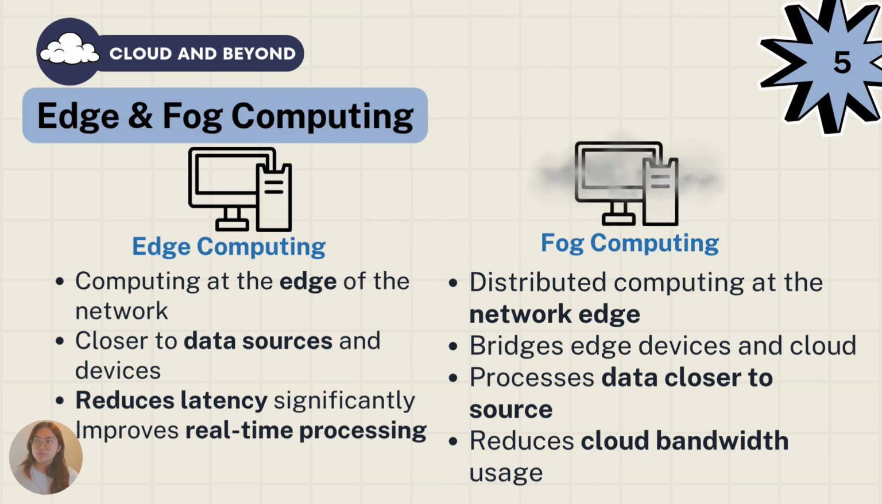If you think of it this way, edge computing is computation at the very edge, right at the devices or the local gateway, while fog computing is a more distributed form of computing resources between the edge and the cloud. Just a one-liner to describe these two: edge computing reduces your latency to improve real-time processing, while fog computing processes your data closer to the source, which is why it reduces cloud bandwidth usage.